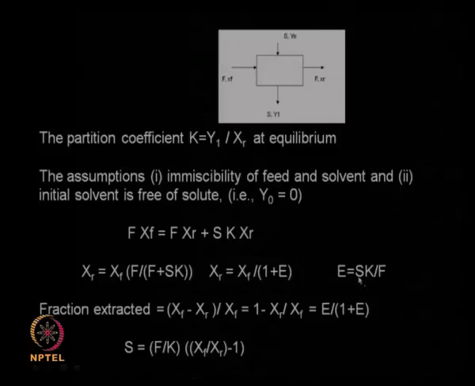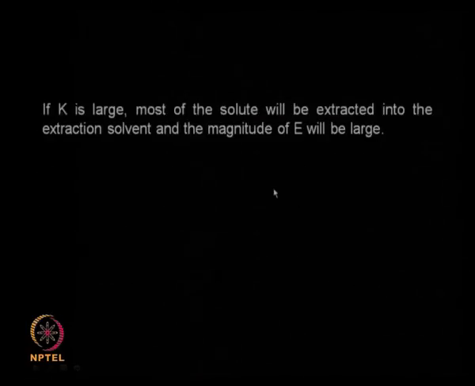So if K is large, most of the solute will be extracted into the solvent, because E also will be large. If you see this equation, E is equal to Sk by F. So if K is very large, E also is going to be very large. So you select a solvent so that your K is very large.